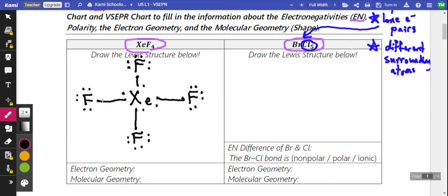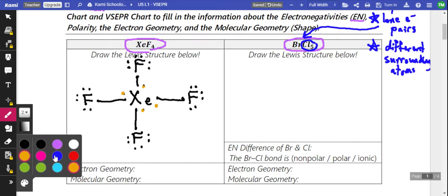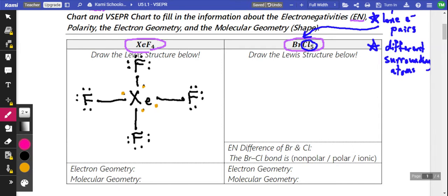Okay, so each fluorine gets to 8 valence electrons, and our xenon has some extras. It's got 2 lone pairs of electrons, a pair there, a pair there. So our AX code for this, in a different color, I guess we'll do pink. We've got our center atom, A, our 4 bonded atoms, which is X4, and 2 lone pairs of electrons, E2.